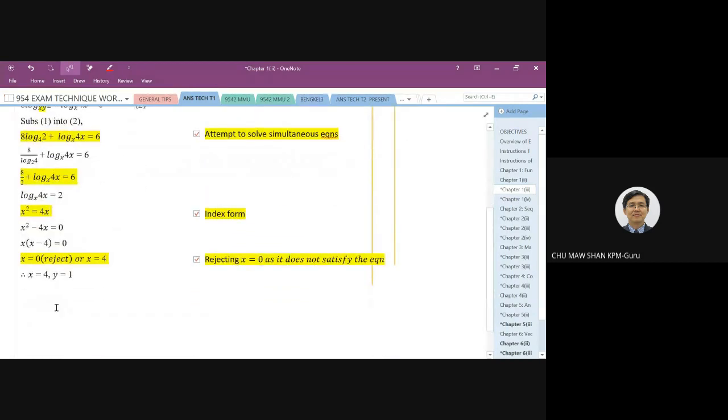So you must show the rejection here: rejecting x equal to 0 as it does not satisfy the equation. In other words, we have only x equal to 4. And then continue to look for your y, which is 1.